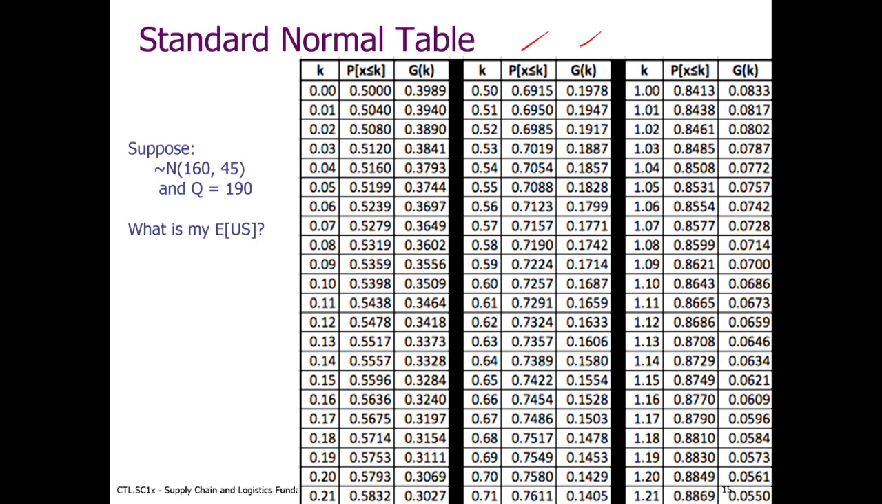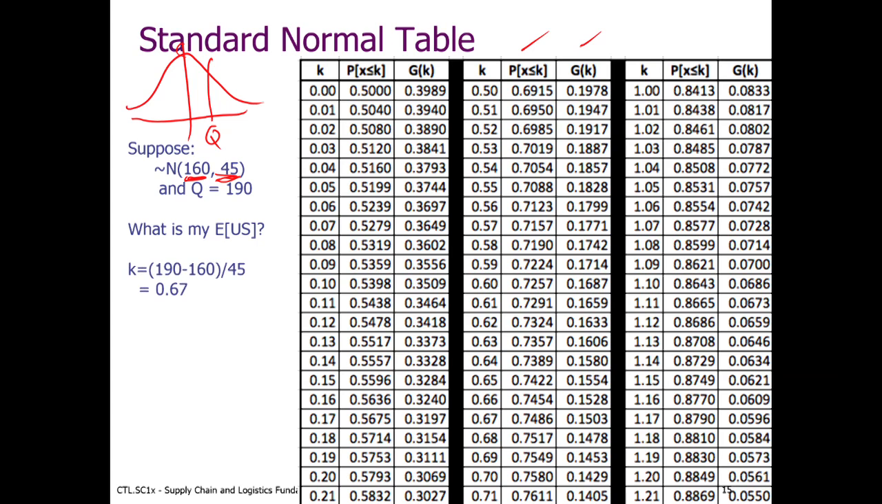Suppose that I've got my demand and it's normally distributed. Let me just draw a little picture here. The mean is 160 and my standard deviation is 45 units. Suppose I ordered a Q, and my Q is 190 units. So I want to know, what is my expected units that I'll be short for each replenishment cycle? Well, how do I figure this out?